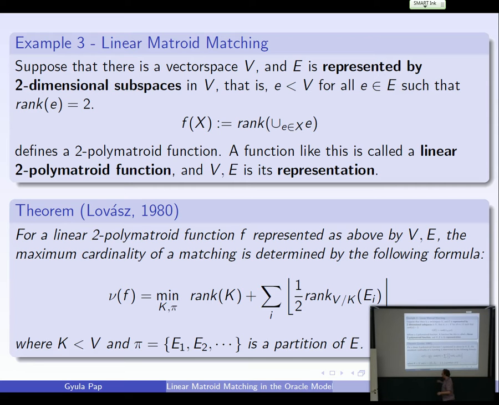And let me do this now. So this is vector space V. These are rank 3 subspaces, okay? And then I take a generic hyperplane.